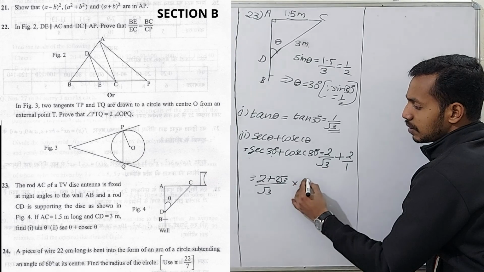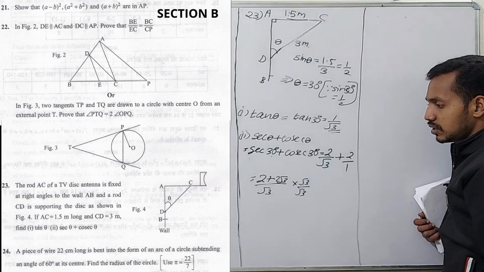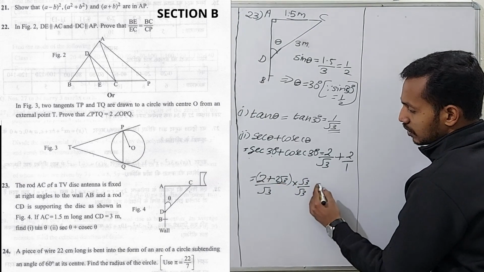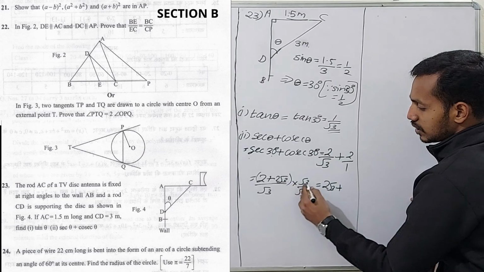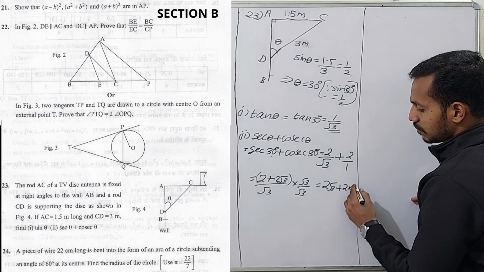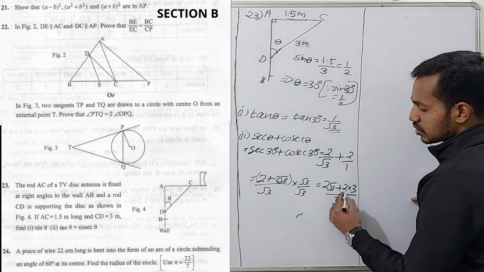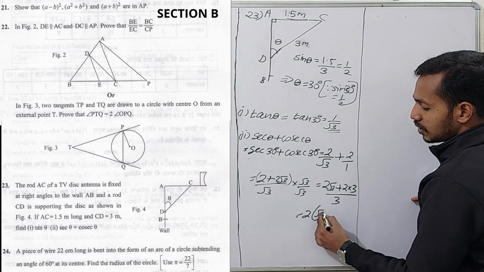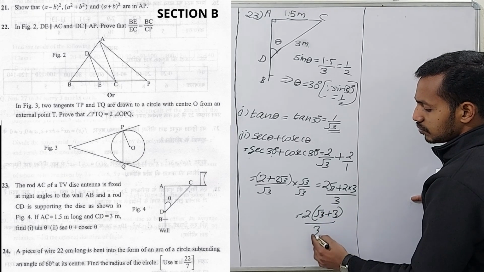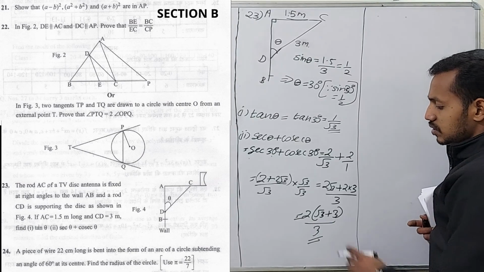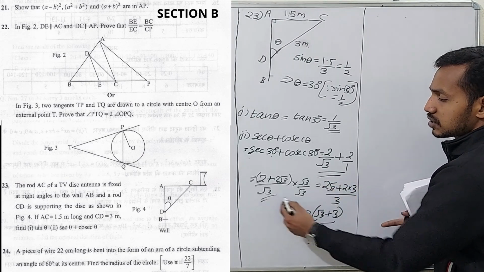Rationalize the denominator by multiplying numerator and denominator by root 3. So what will we get here? 2 root 3 plus 2 root 3 into root 3 will be 2 into 3, divided by root 3 into root 3 will be 3. 2 is common, take it outside. 2 into root 3 plus 3 remains here, and the denominator is 3. So it is better to always rationalize the denominator if you get a number in irrational form.